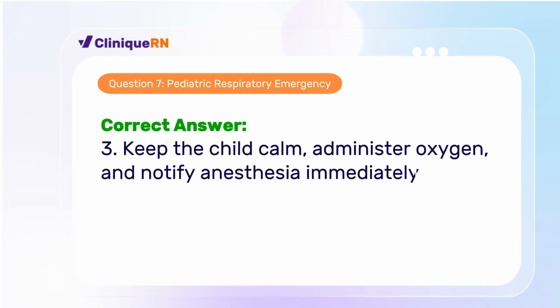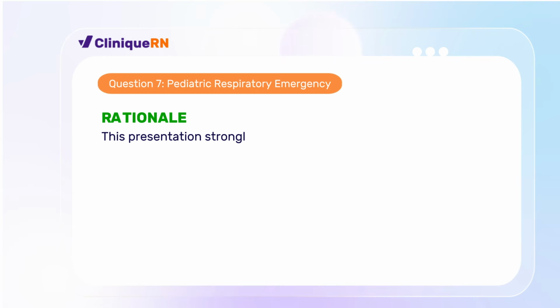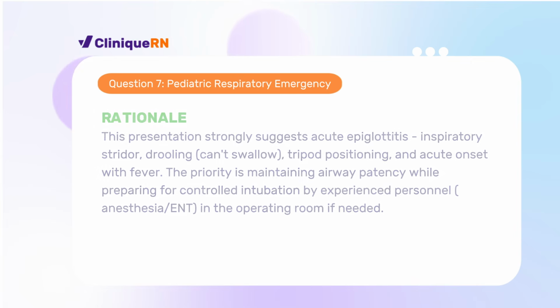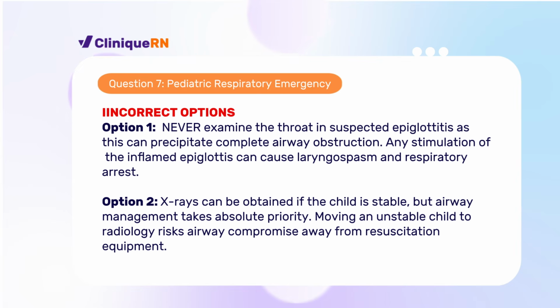The correct answer is 3. Keep the child calm, administer oxygen, and notify anesthesia immediately. Rationale. This presentation strongly suggests acute epiglottitis: inspiratory stridor, drooling, can't swallow, tripod positioning, and acute onset with fever. The priority is maintaining airway patency while preparing for controlled intubation by experienced personnel, anesthesia, ENT, in the operating room if needed. Why are other options incorrect?